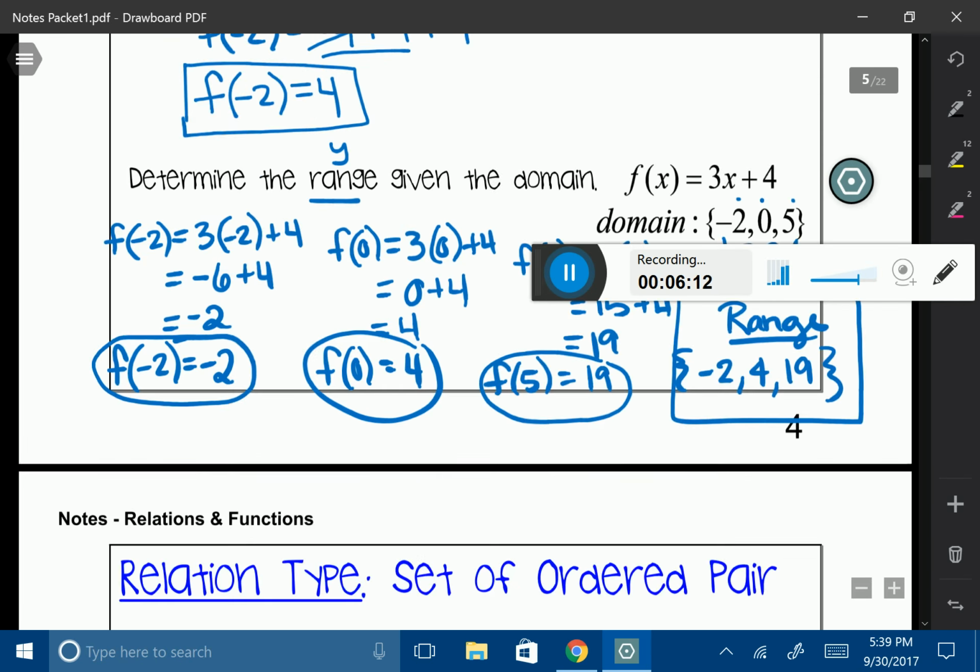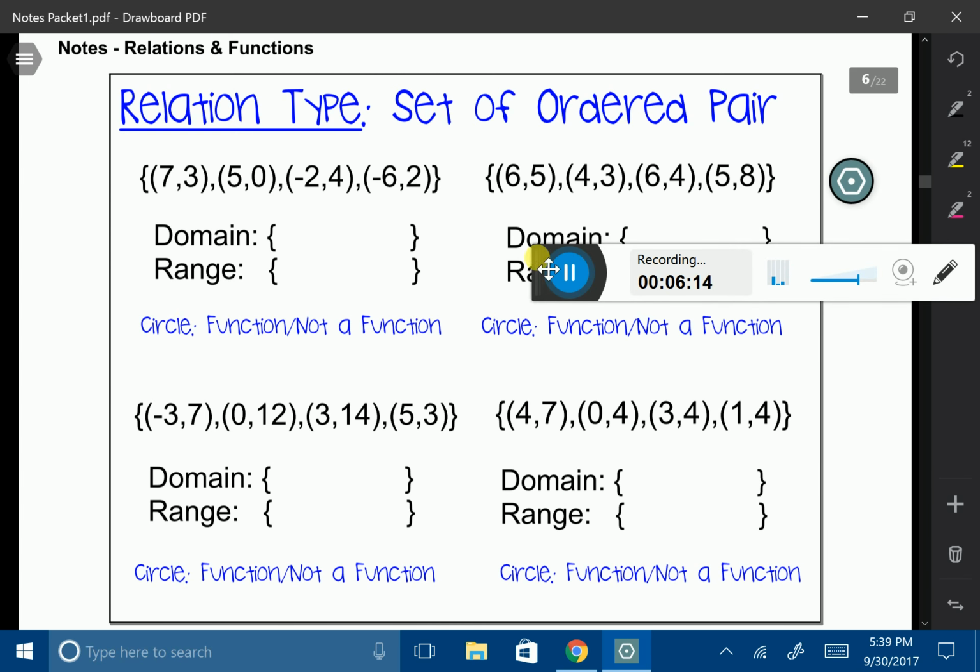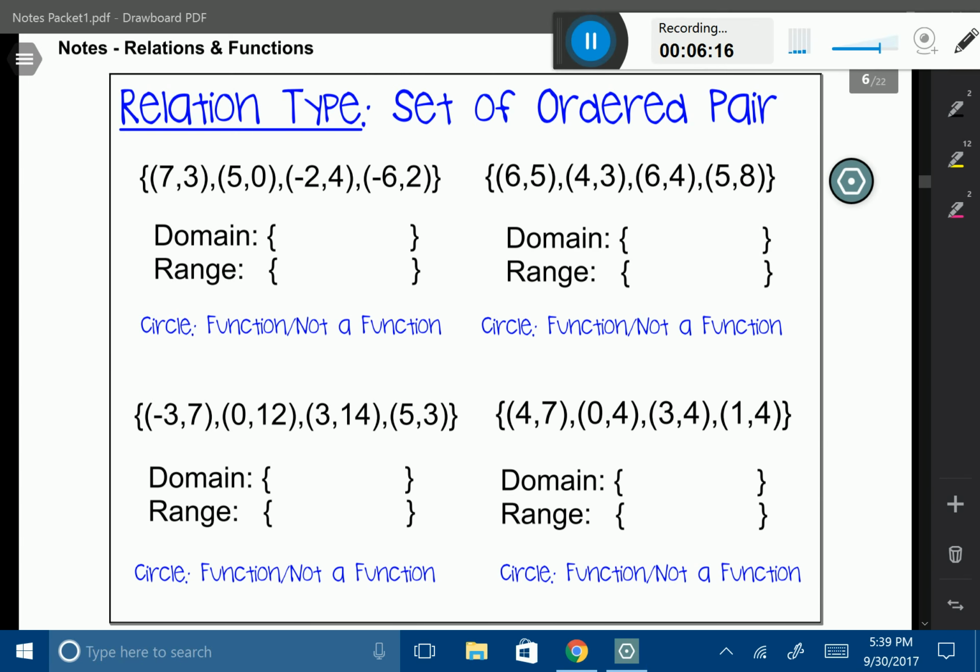Okay, let's look at something else now. All right, now we're going to start looking at different types of relations. So the first type of relation, like I said, there are 4, is going to be a set of ordered pairs. And you can see what a set of ordered pairs looks like from these 4 examples. It's basically just a bunch of ordered pairs together. And in my case, I have 4 in each.